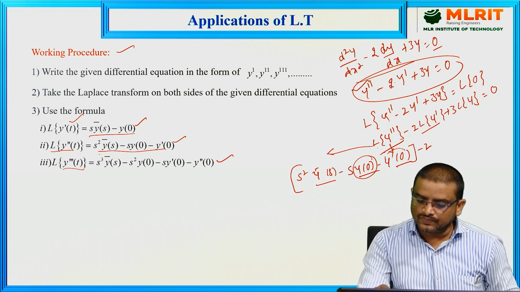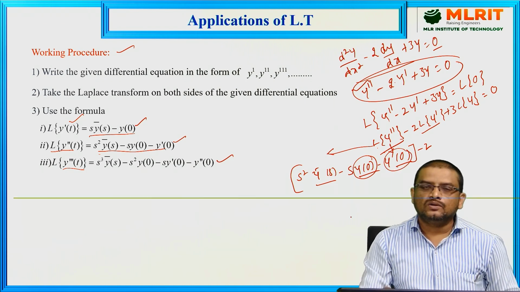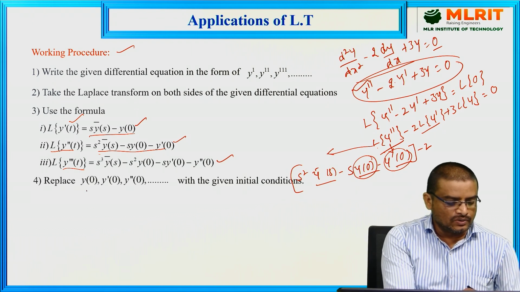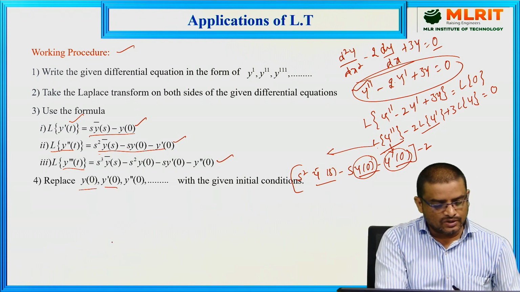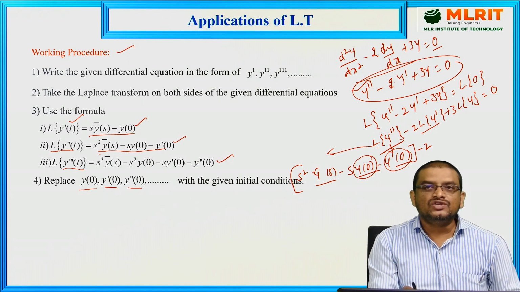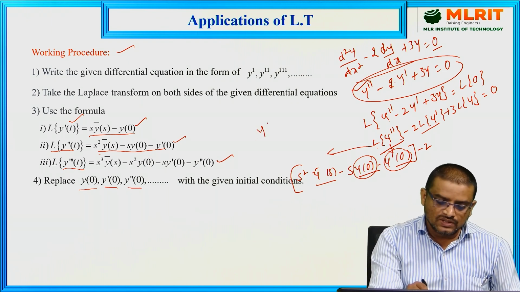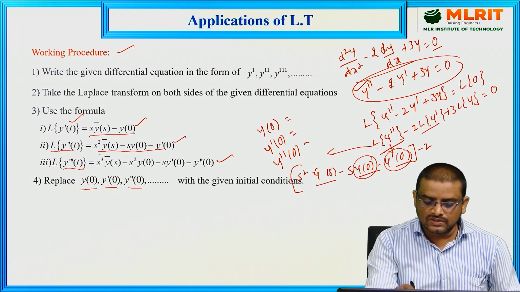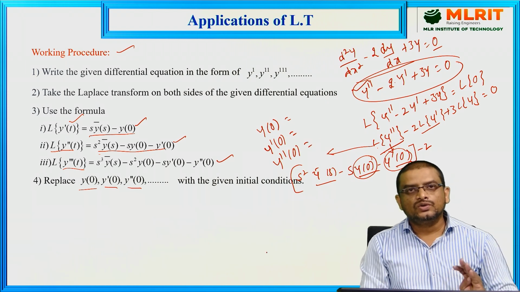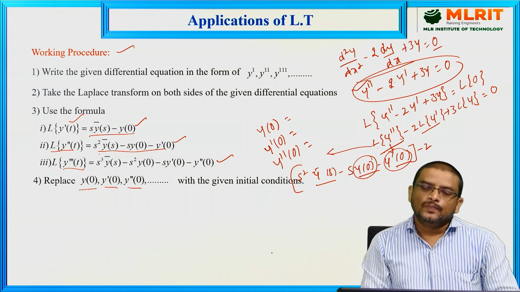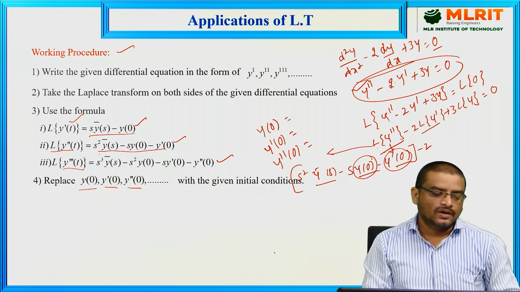Now here, after the completion of this third step, we can see some initial values, that is y of 0, y dash of 0 and y double dash of 0. So now what we have to do is replace y of 0, y dash of 0, y double dash of 0, all these values with the given initial conditions. y of 0 will be given in the problem. y dash of 0, this value is also given in the problem. y double dash of 0, this value is also given in the problem. So we have to replace these values with the initial conditions given in the problem. So that is our fourth step.